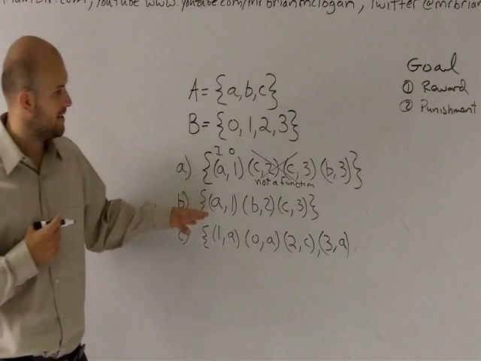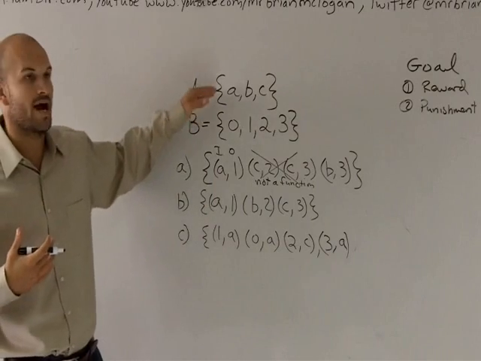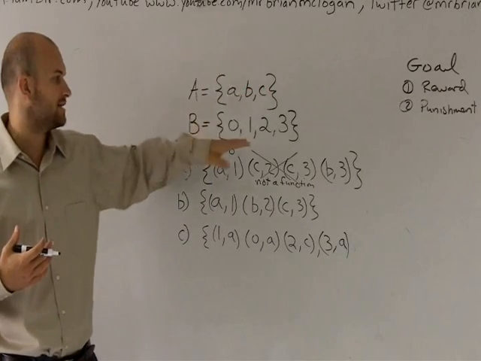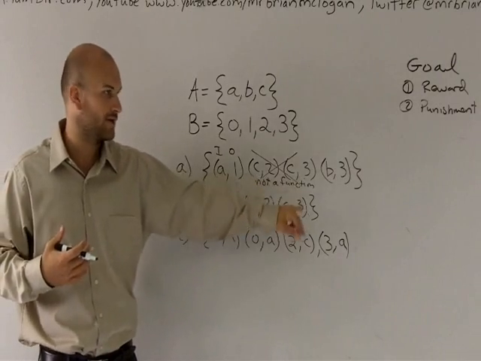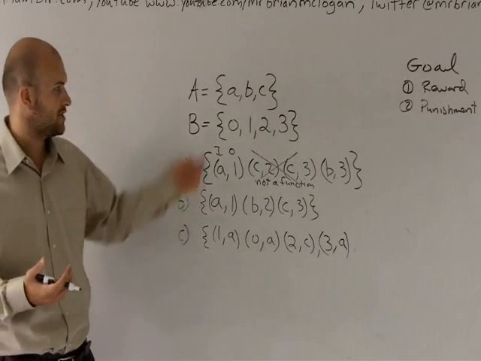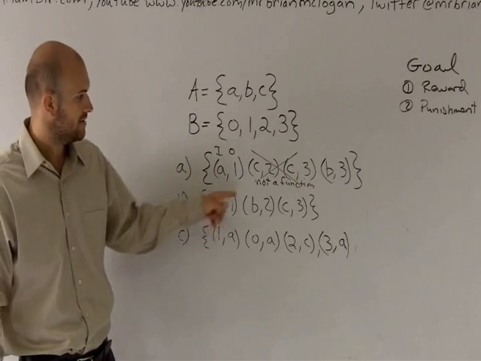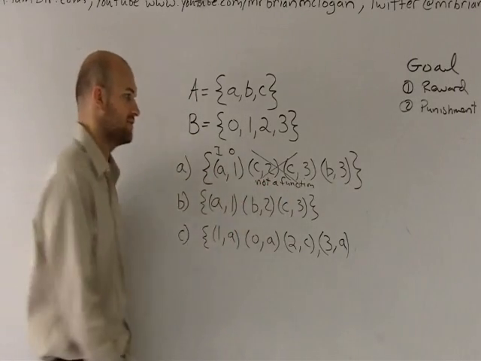For letter B, again we check and make sure everything in set A maps to something in set B. So you see A maps to 1, B maps to 2, and C maps to 3. Then, are those all unique relationships? You can see that yes, every single one of those is unique, so therefore this is a function.